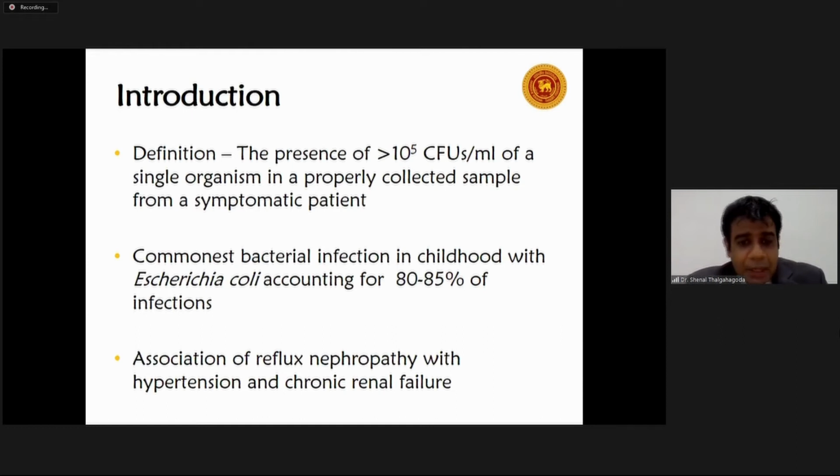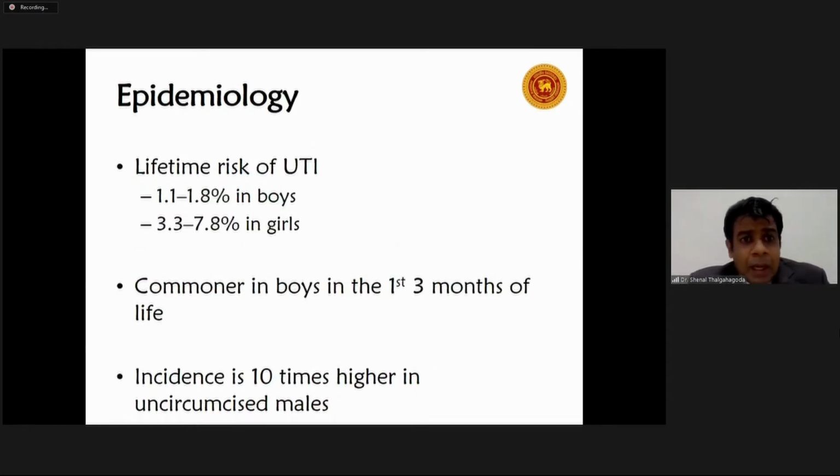As you know, E. coli is the commonest organism, and childhood urinary tract infections are important because of their association with reflux nephropathy, and in turn, its association with hypertension and chronic renal failure. Now, the lifetime risk of getting a UTI has been calculated to be about 1 to 2% in boys, and this is 3 times more common in girls.